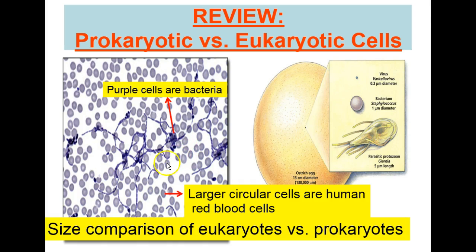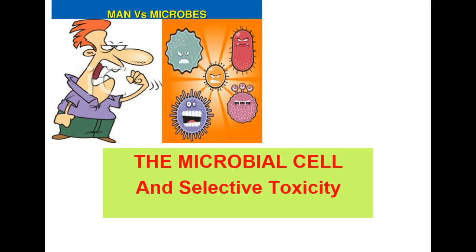Red blood cells here and bacterial prokaryotic cells here underscore the size difference between eukaryotic cells and prokaryotic cells. This chapter will look at the microbial cells and applications of microbial cell structures as target for antimicrobial drugs with selective toxicity.